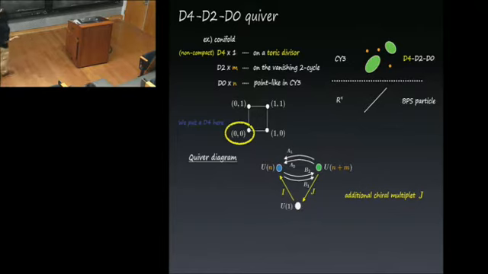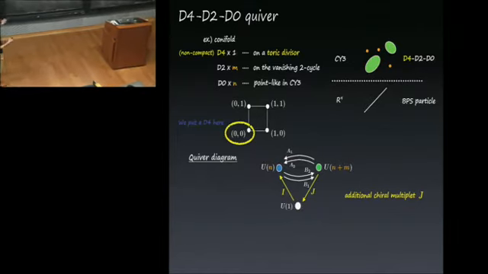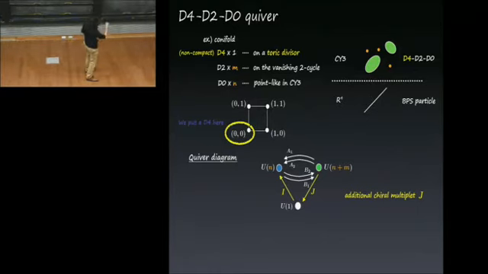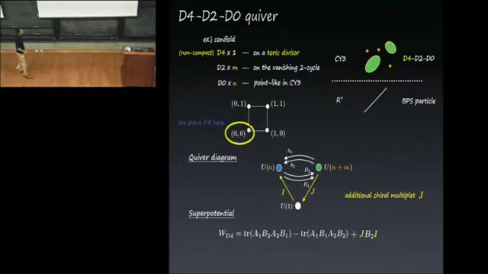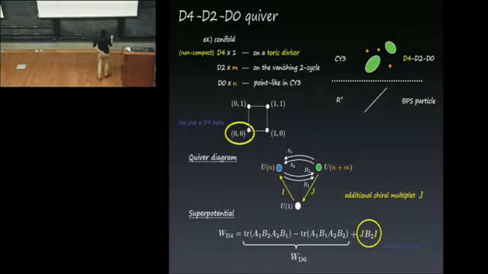We have a slight modification in comparison with the D6-D2-D0 case. In the quiver diagram, we have an additional chiral multiplet J. This is induced by the D4 brane. In the D6-D2-D0 case, we didn't have any J, but here we have J. And due to this J, we have an additional term in the superpotential. The first 2 terms are exactly the same as the D6-D2-D0 case, but the third one is a new one. This is an additional superpotential term induced by the D4 brane.